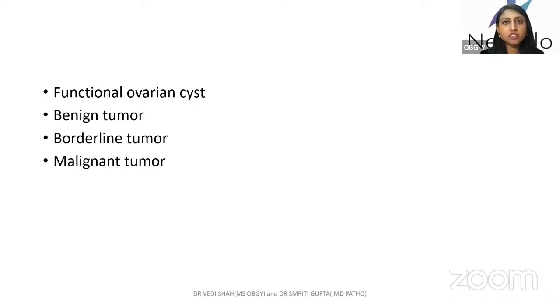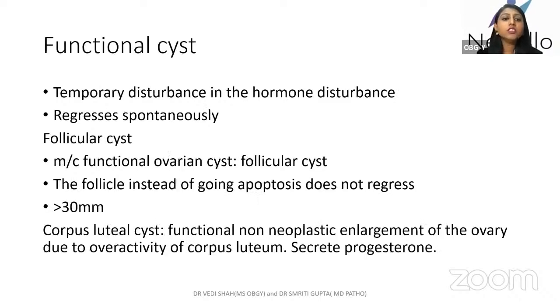So let's begin with the first classification, that is the functional ovarian cyst. As the name suggests, it is functional. There is some abnormality in the function of the ovary which causes the formation of a cyst, and these present to us as a mass. These are temporary disturbances in the hormones which lead to the formation of a cystic structure in the ovary, and they are going to regress spontaneously. Okay, so of them, one category is the follicular cyst.